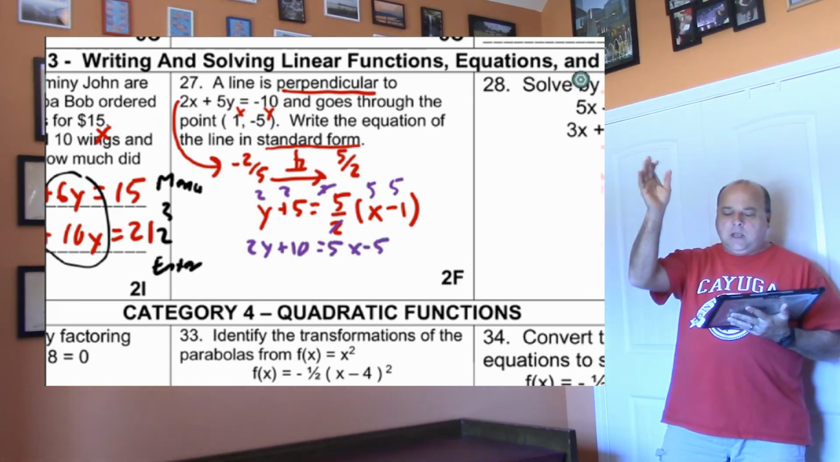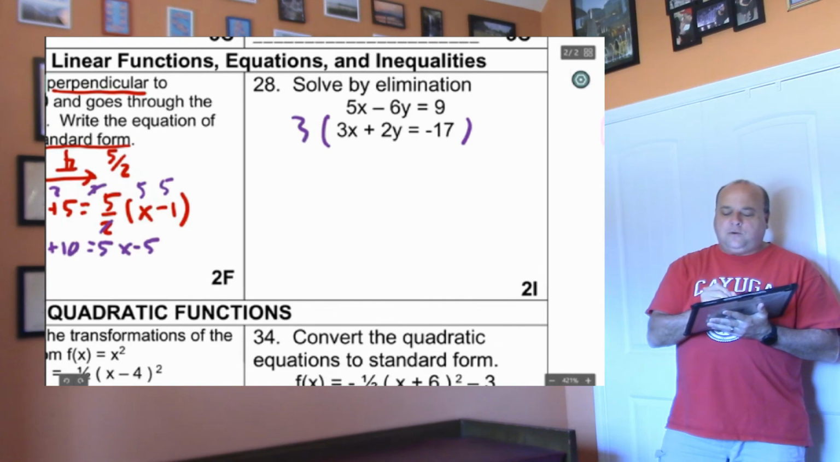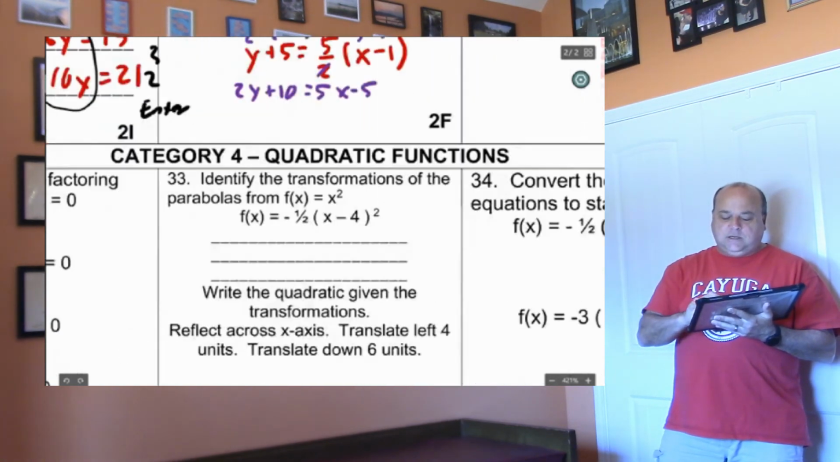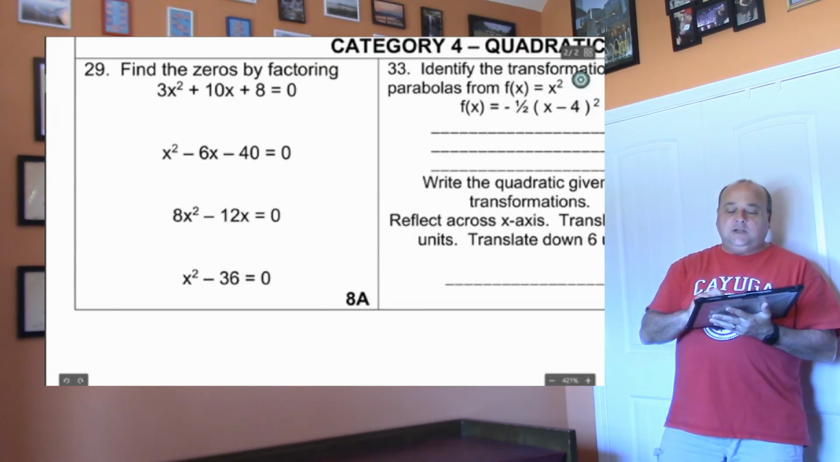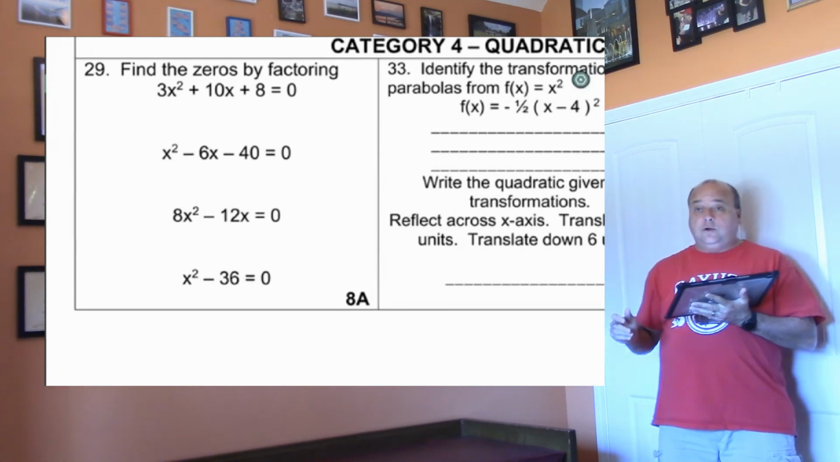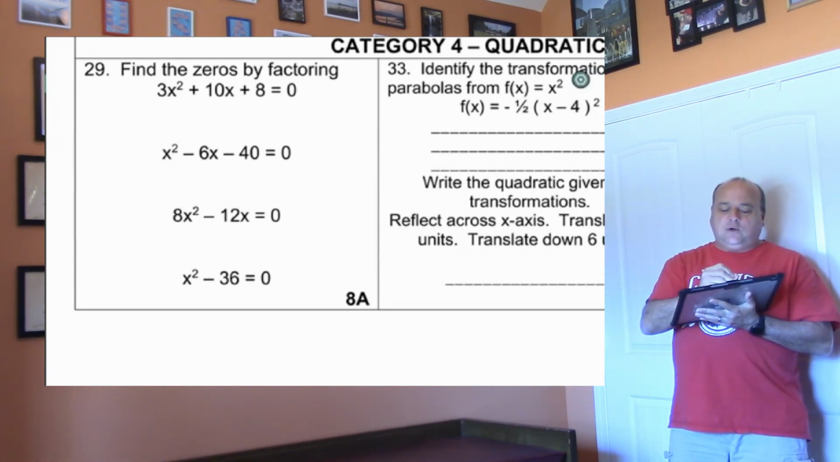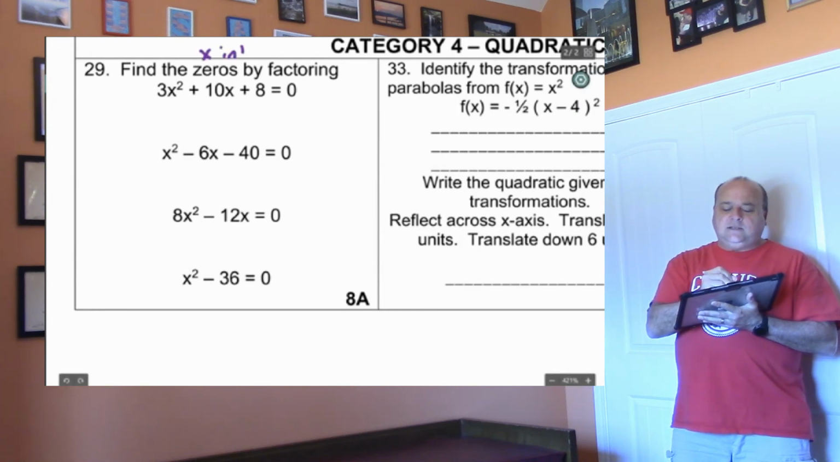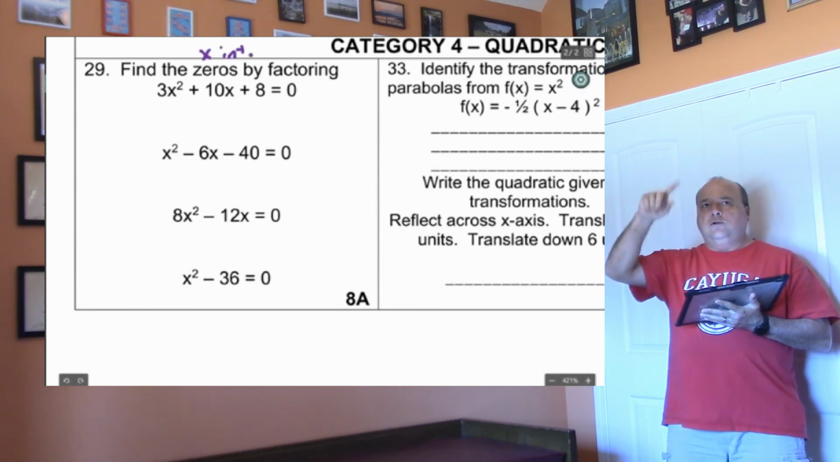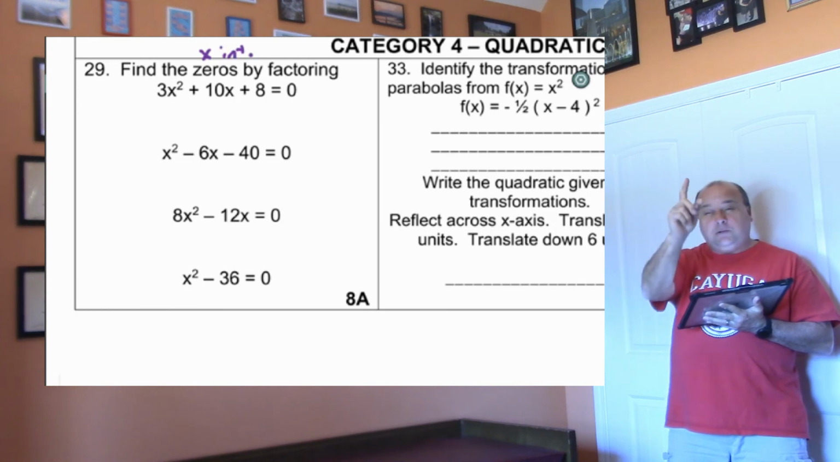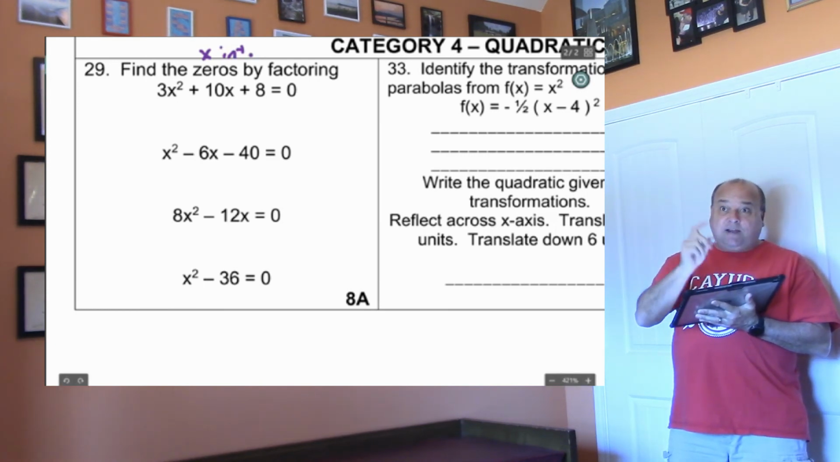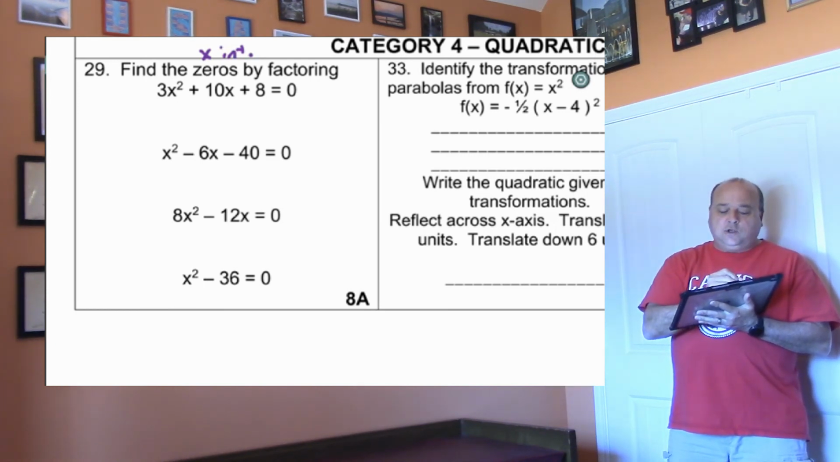Let's go to 28. I'm going to let you do that by yourself. You'll multiply the bottom one by 3, and the y's will be opposite. Now then, this right here is going to be new today, or you're actually doing that this week. You're going to find the zeros by factoring. The zeros are your x-intercepts, right? You could graph it and just get the x-intercepts, but if you don't have a calculator, you can't do that.